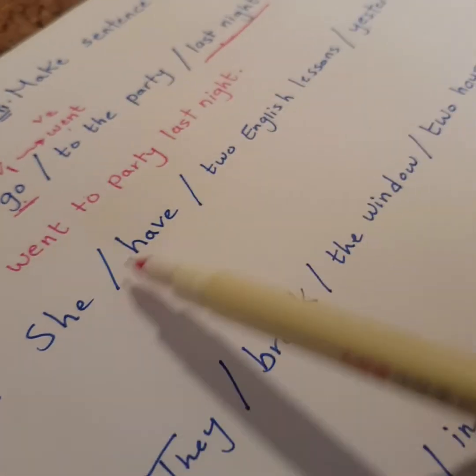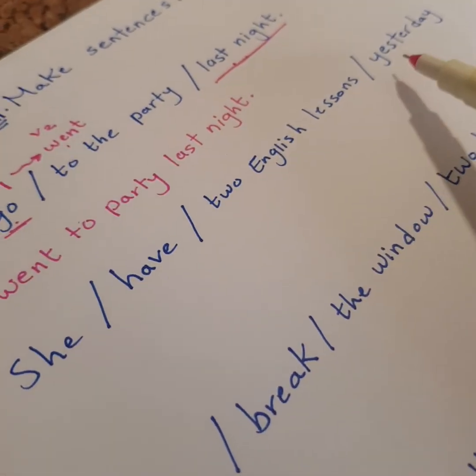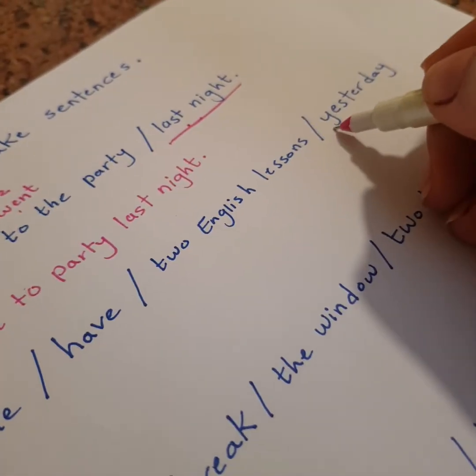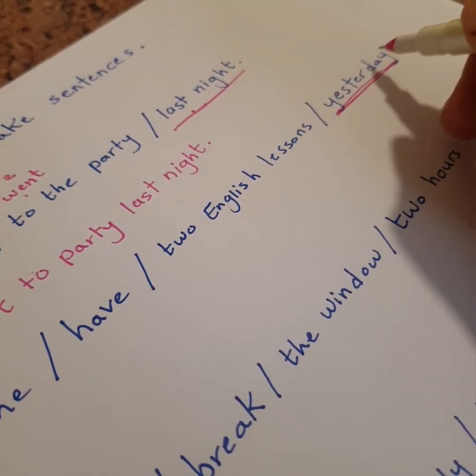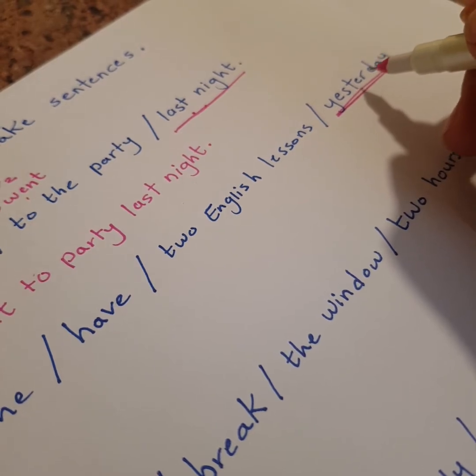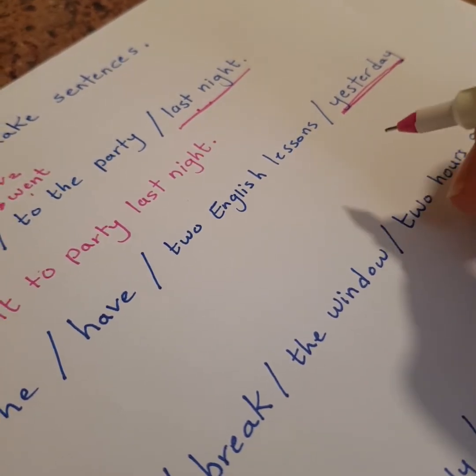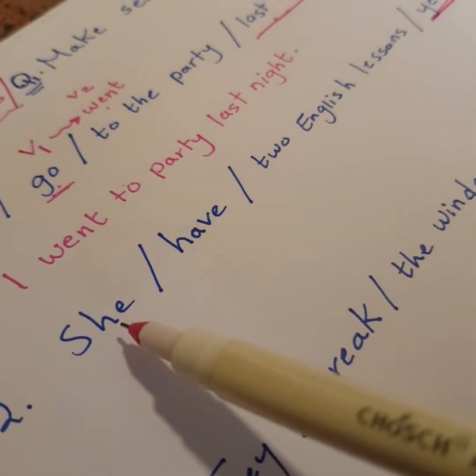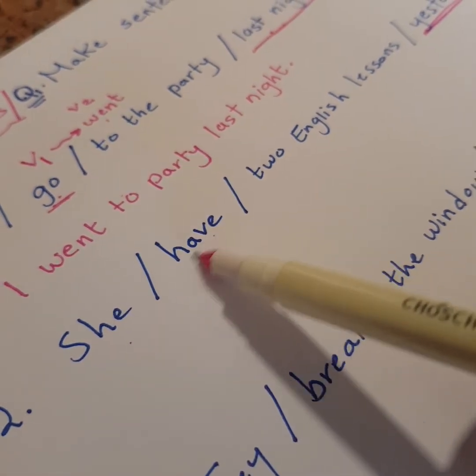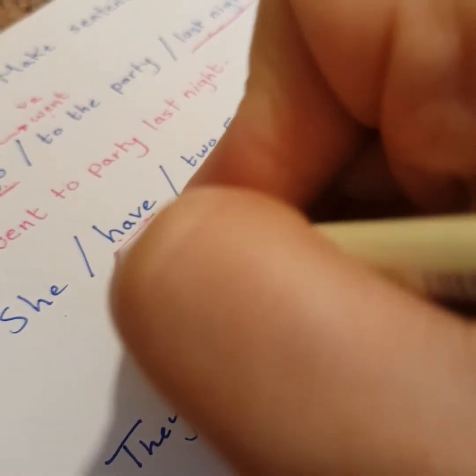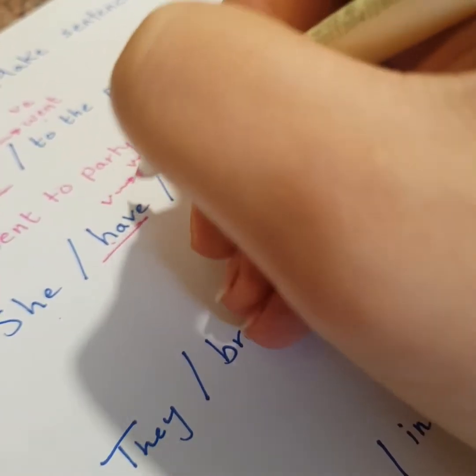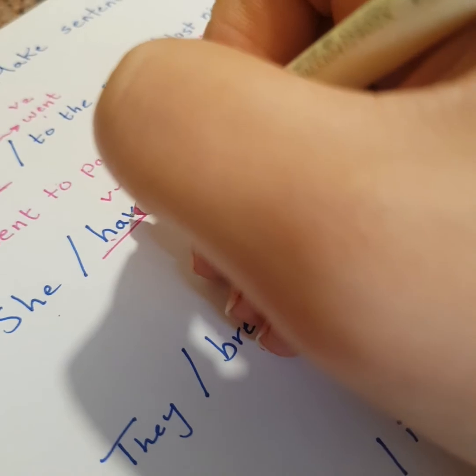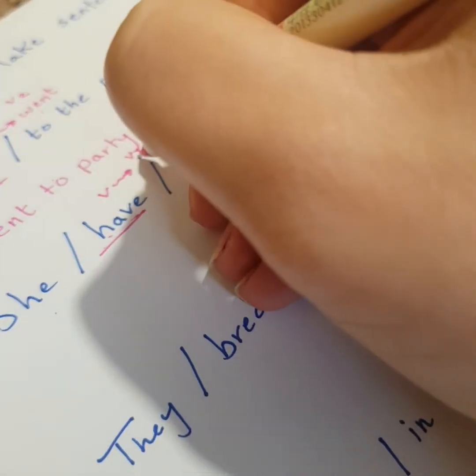Okay. She have 2 English lessons yesterday. We have yesterday. It's a key word of the past. Yesterday, in the past. So she, this is the verb one. Have is the verb one, and we have to use the verb two. And what is the verb two, or the past, of have? It's had.